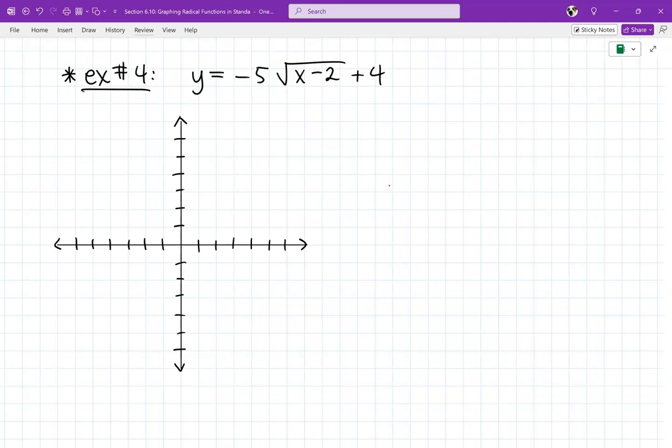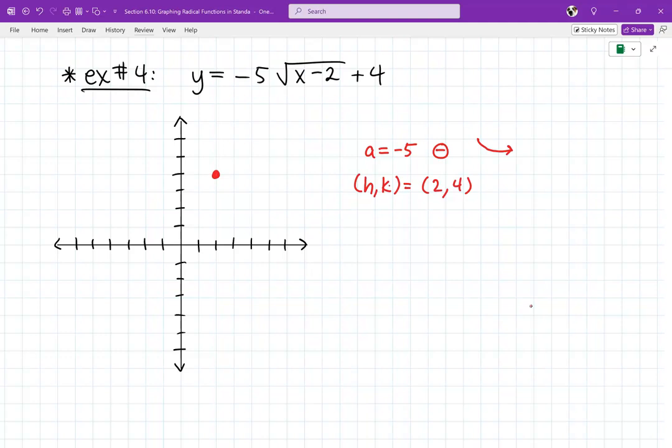All right, what's my a term here? Negative 5, which means that it's negative. That means the graph is upside down. It still goes to the right, though. It's just upside down. What's my HK? 2, 4, all right, 2, 4. So I'm going to go to 2, 4. I'm going to put a dot right there.